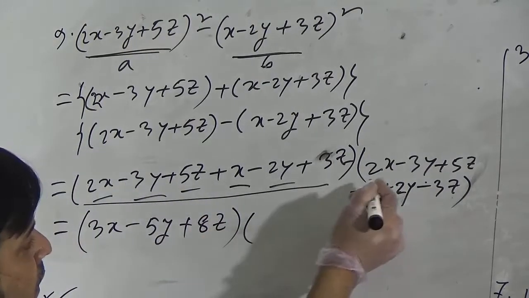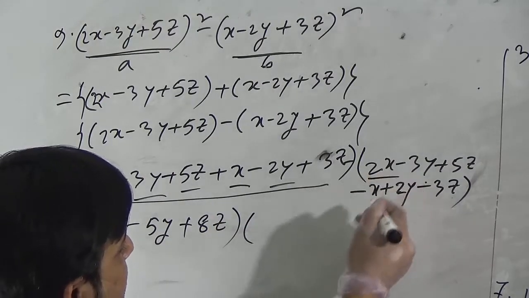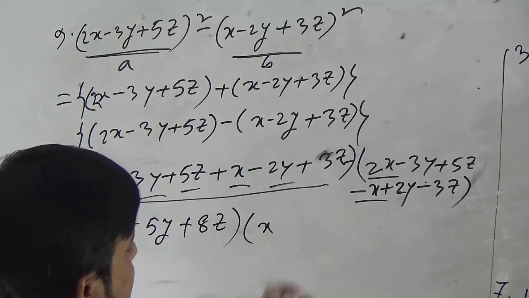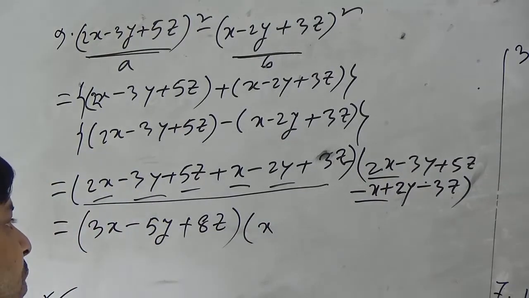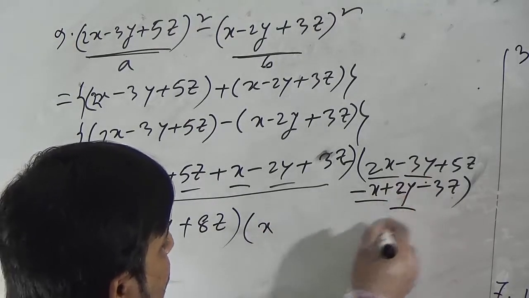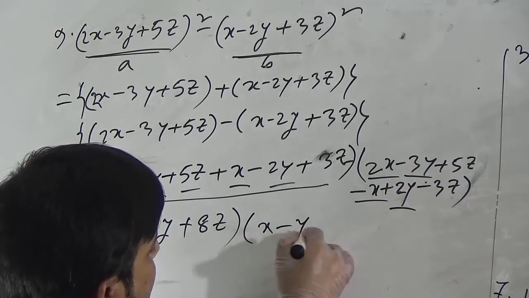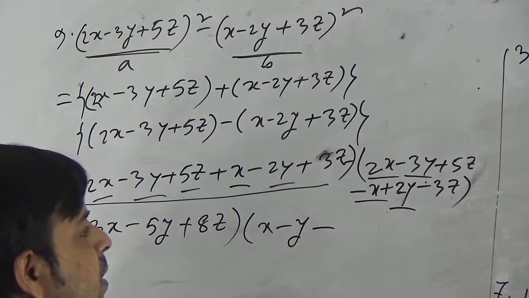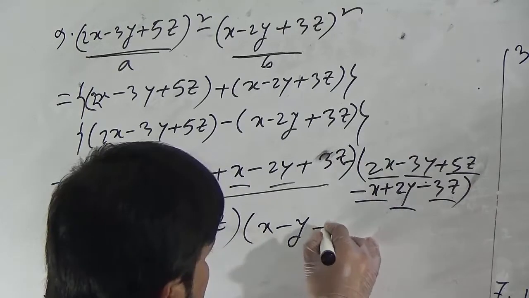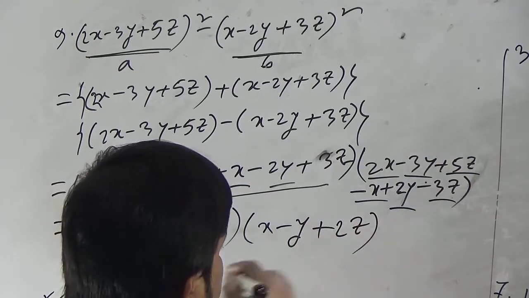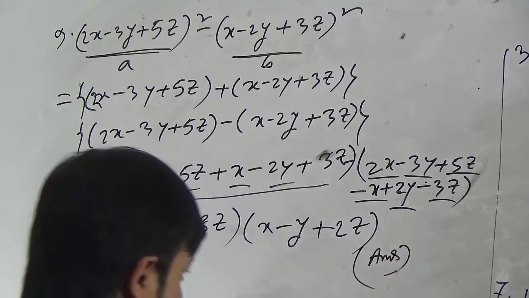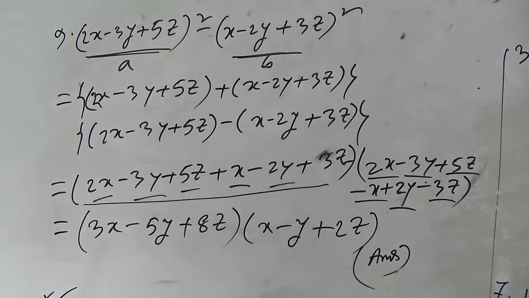Now we can calculate here. 2x positive, x negative, so only x remains. If we subtract x from 2x, we get x. Now 3y negative, 2y positive, so minus y will remain, and 5z positive, 3z negative, so plus 2z remains. This is our required answer for question 9.